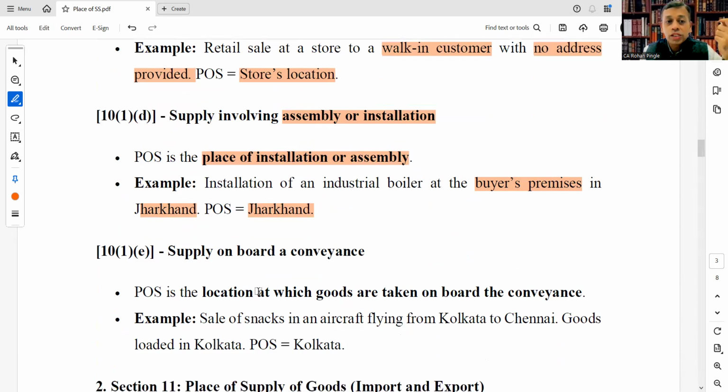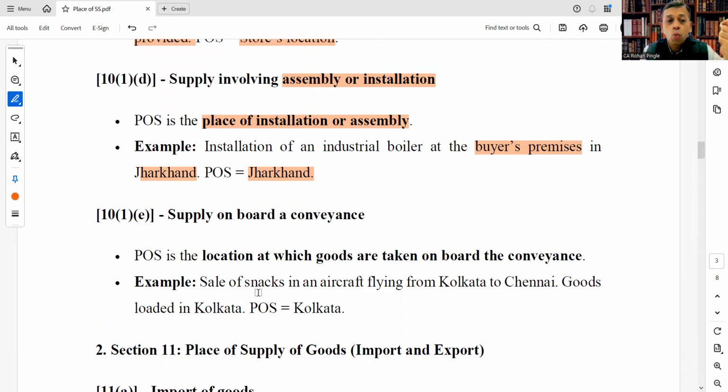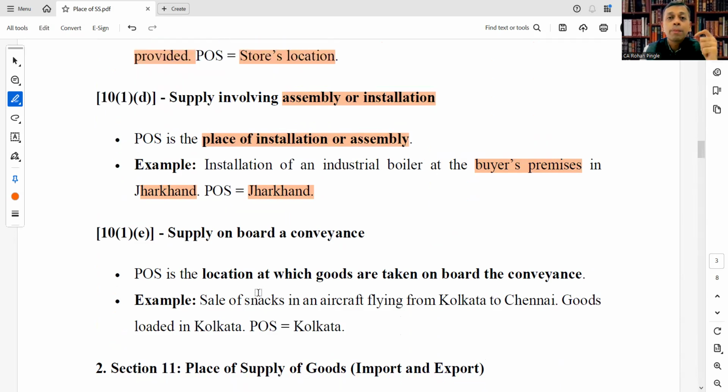Then see clause E, section 10, subsection 1, clause E: supply on board a conveyance, when you travel on train, on air, or on boat. In that case, place of supply will be the location at which goods are taken on board the conveyance.